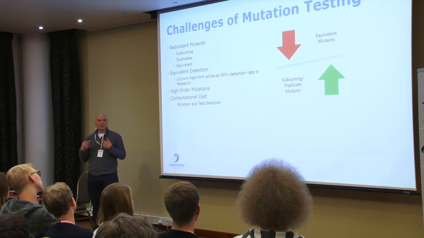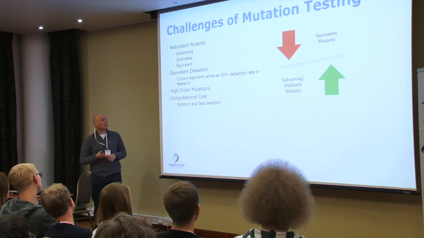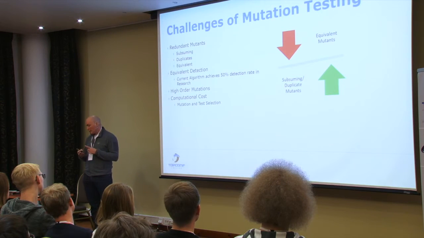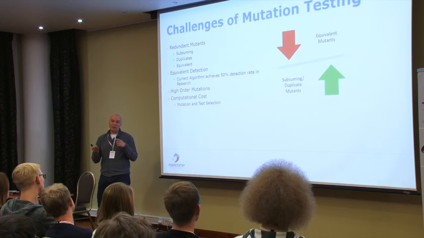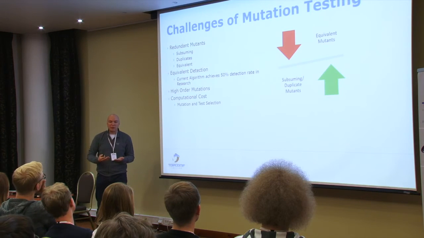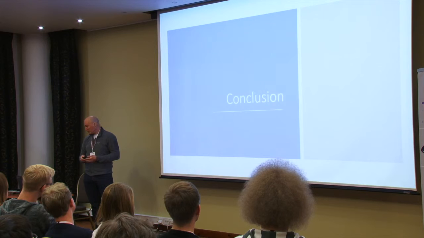Challenges of mutation testing that are still topics of academic research: subsuming mutants, duplicates, equivalent mutant detection, because of their effects on the mutation score. The computational cost is still a problem. They have to find out how to apply better strategies for reducing the computational cost. Okay, let's come to the conclusion.